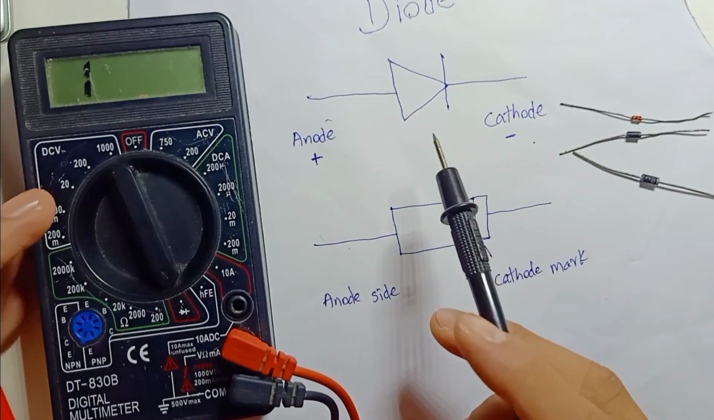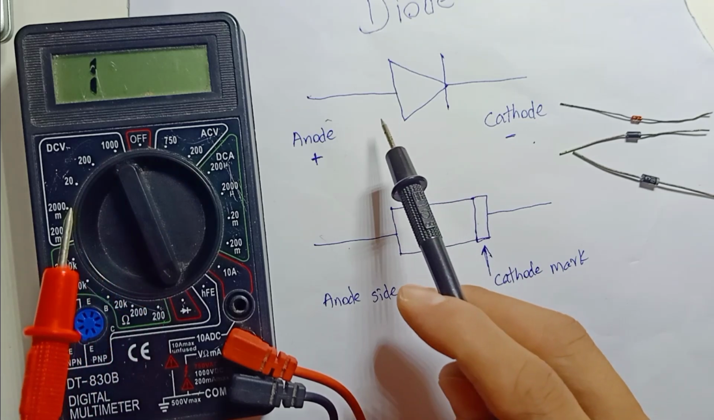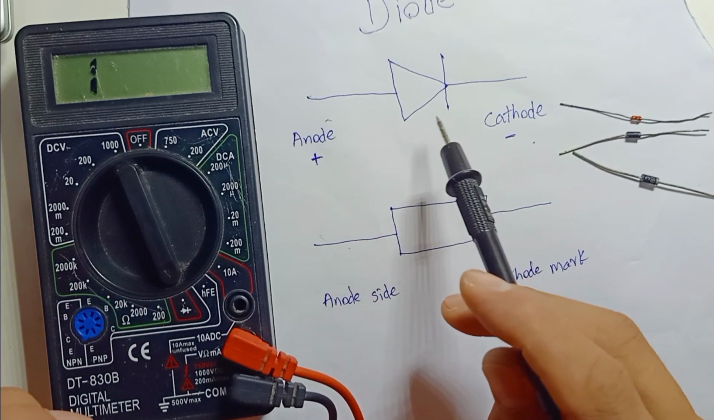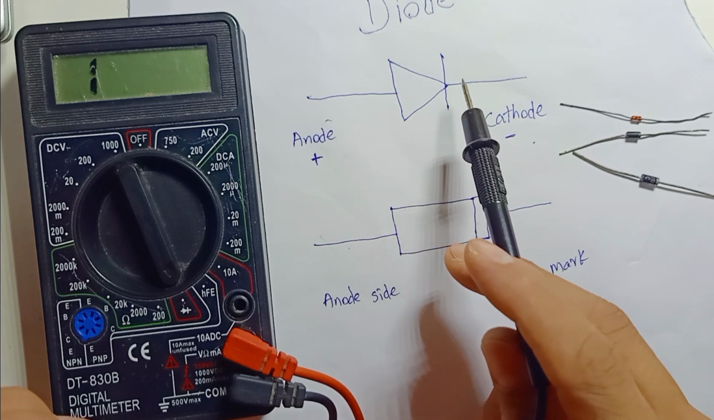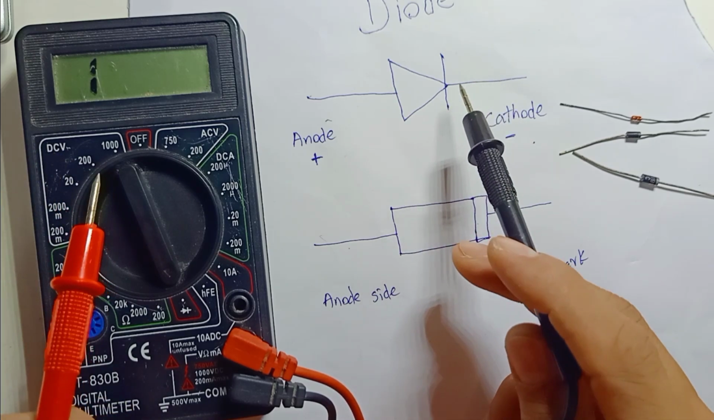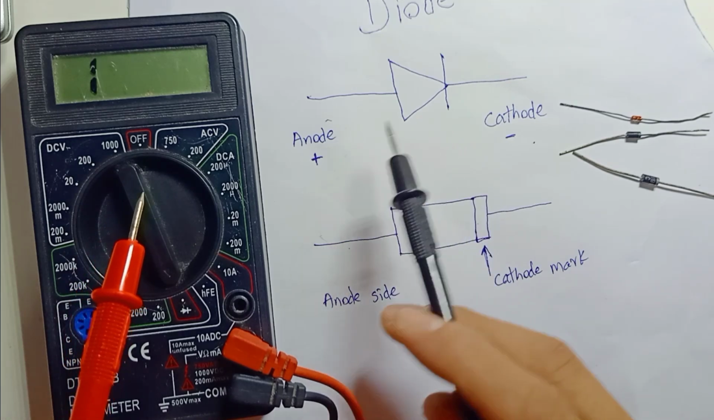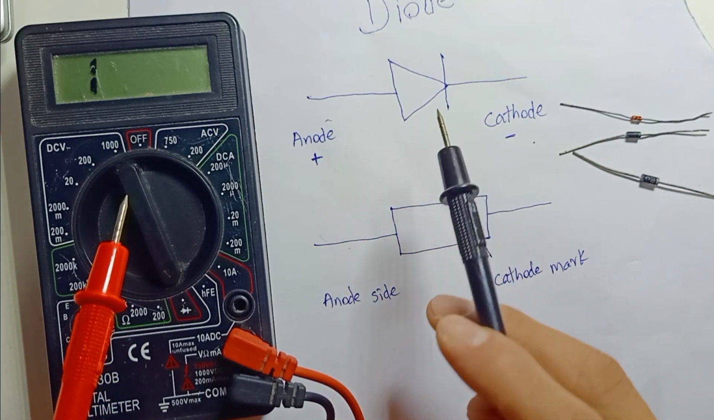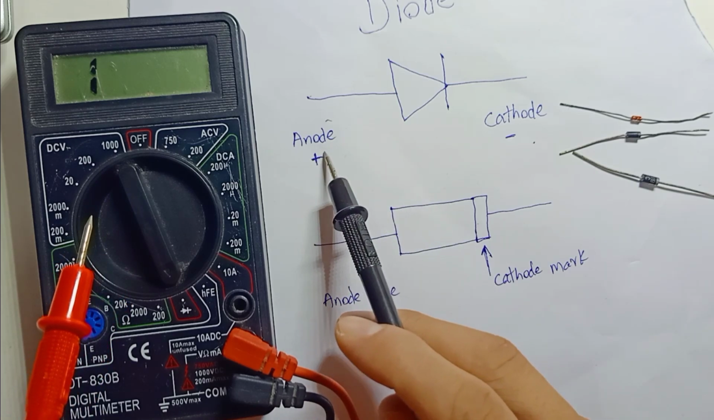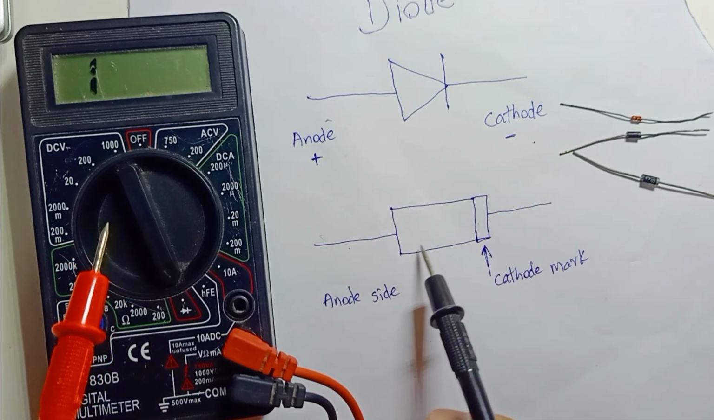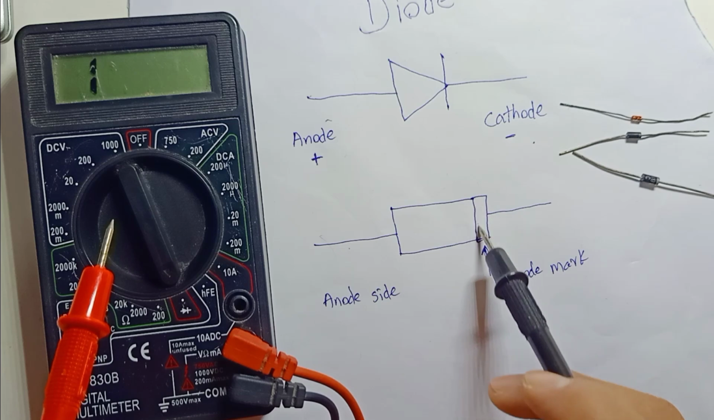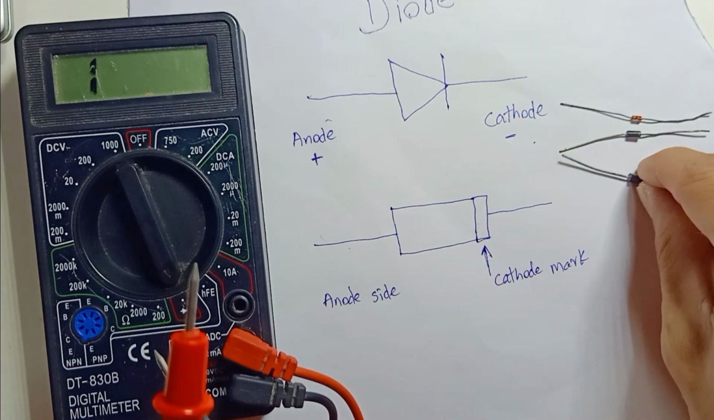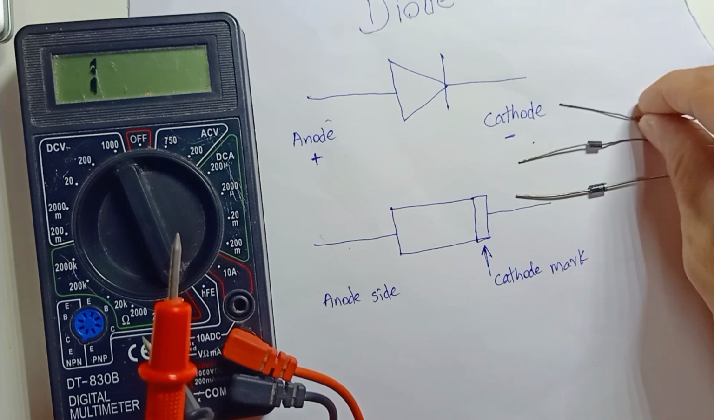here I already drew a simple symbol. This is the actual diode symbol. There are a lot of diodes, and the symbols are a little bit different, but basically this is how we see the diode symbol in general. One side is the anode and the other side is the cathode. On the body, the cathode side will have the mark. It depends on the model and the type.